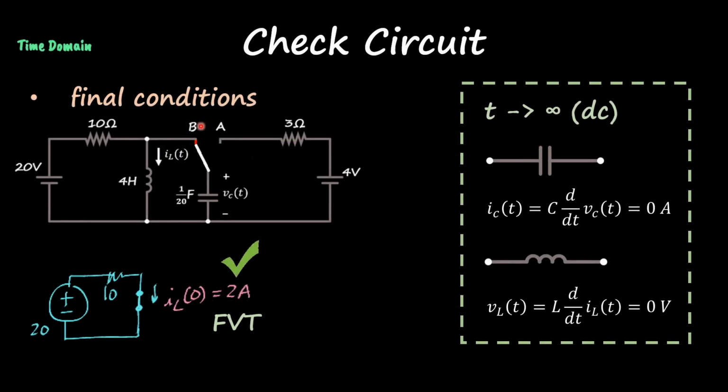If I go to the time domain and I find the final condition for my current, you will see that the capacitor is going to be an open circuit, the inductor is going to be a short circuit. So we have a similar circuit as we had for our initial condition. So the final condition, the final current, is 2 amps, which is in agreement with the final value theorem.